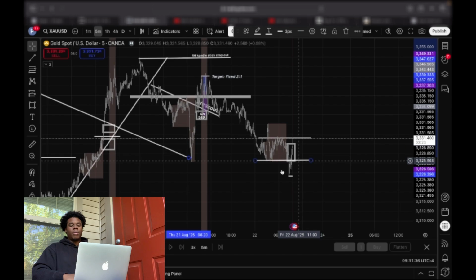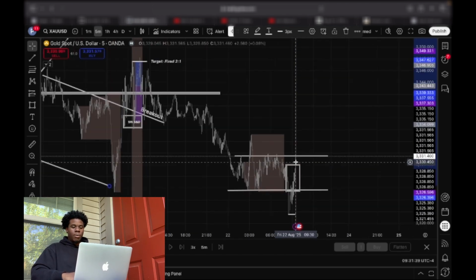Price went down, and now what are we doing? Now we're reacting to it in real time, and we're just going to have to wait and see what the market wants to show us.